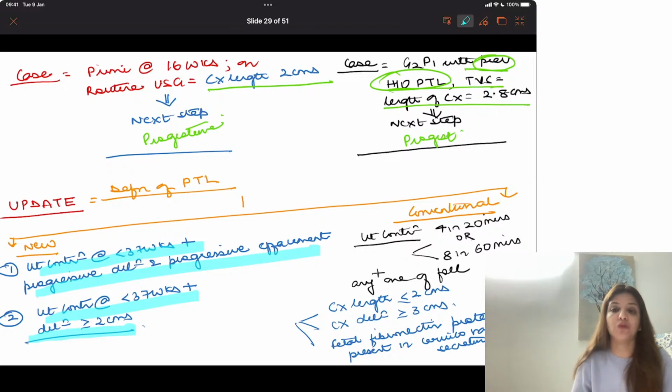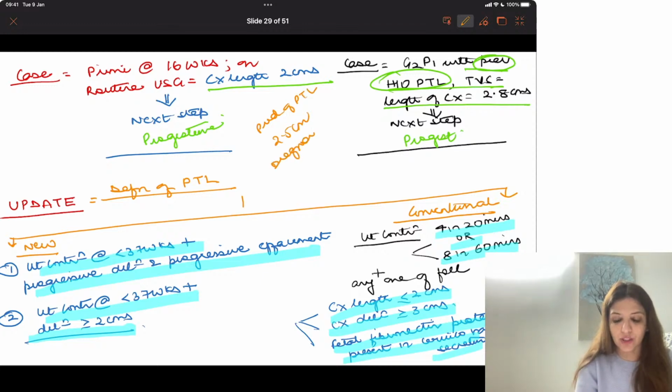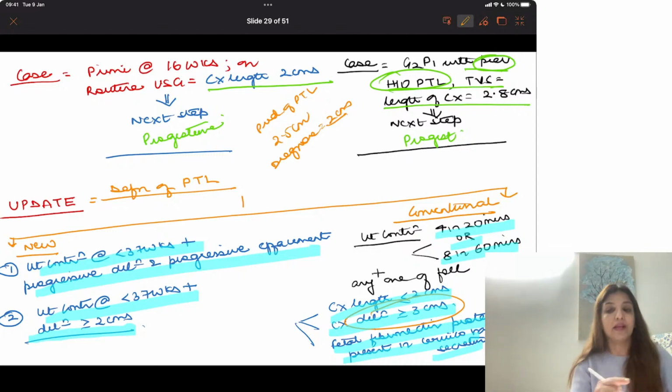The conventional definition told you that uterine contractions, how many? 4 in 20 minutes or 8 in 60 minutes, with any one of the following: cervical length less than or equal to 2 centimeters, dilatation more than or equal to 3 centimeters, and fetal fibronectin protein present in cervicovaginal secretions. Please remember that the length of the cervix to predict preterm labor is 2.5 centimeters. This is for prediction of preterm labor. To diagnose preterm labor, it is 2 centimeters. Right? The other thing, earlier they said if cervical dilatation was more than or equal to 3 centimeters, then it was preterm labor. Now they say if cervical dilatation is more than or equal to 2 centimeters, then it is preterm labor. Clear to all of you?